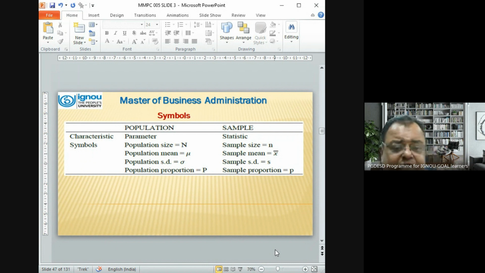And when we are talking about a sample, the parameter is converted into a statistic. Your population size is converted into sample size, and that is small n. Your sample mean is x bar, your sample standard deviation is s, and your sample proportion is small p. This is the basic difference. This difference will be shown to you in your numerical problems.